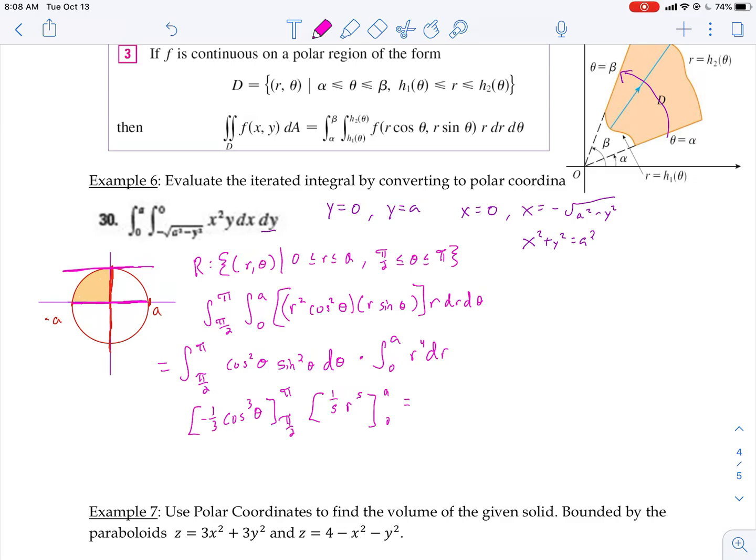Now plug in. If I do cosine of pi cubed, that's just going to give me negative 1. Negative 1 times negative 1/3 is just going to be 1/3. So I have 1/3 for the front, because cosine pi over 2 is 0. If I plug in a, I'm going to get a to the 5th over 5, and plug in 0, I get 0, so I get a to the 5th over 15.